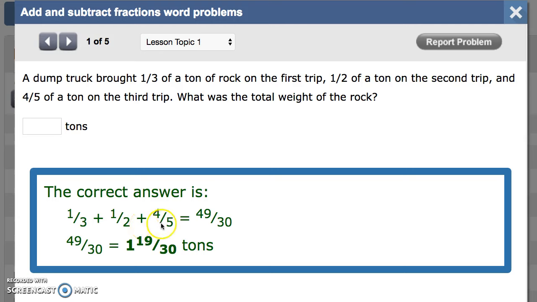Remember what we learned? You have to have a common denominator or the same denominator. So the lowest common denominator, the LCD, with these three numbers is 30. So if you change them all into equivalent fractions with 30 denominators, like 15/30ths, 10/30ths, and 24/30ths, you would add it all up and you would get 49/30ths. Then you change that into a mixed number, which is 1 and 19/30ths. Okay, so try the next one.